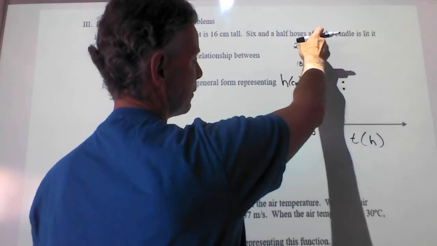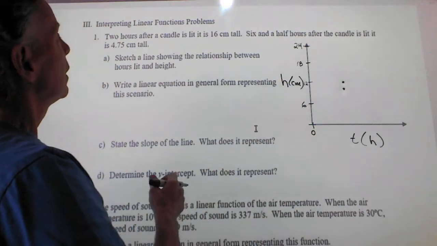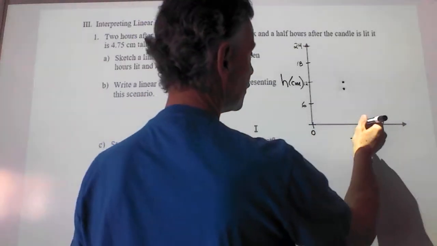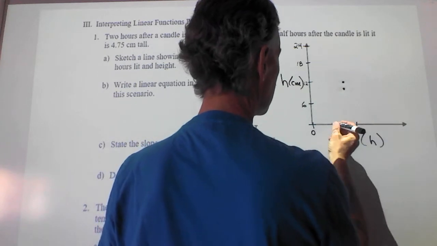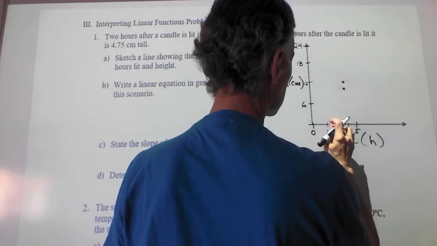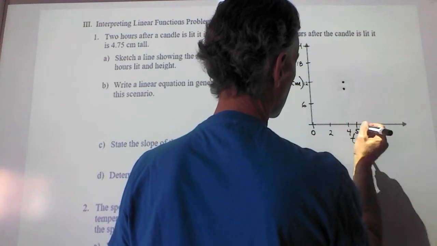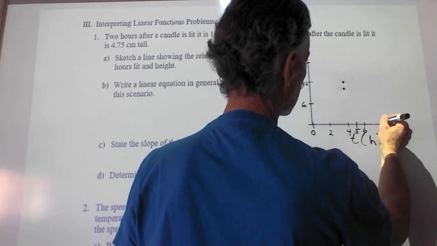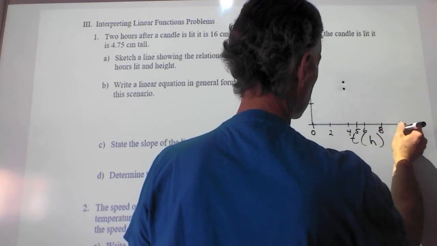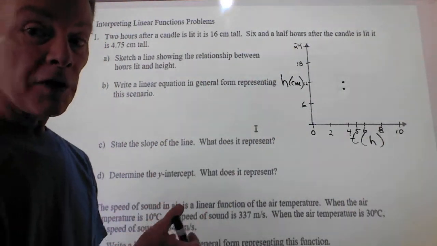Okay? So, here are our hours. Notice we're going up by the same amount each time. We're going up by 6. Sorry, those are our heights. For our hours, let's just say we'll make it 10 hours. So again, we have 2, 4, 6, 8, 10. Okay, we don't have a grid, so this is an approximation.